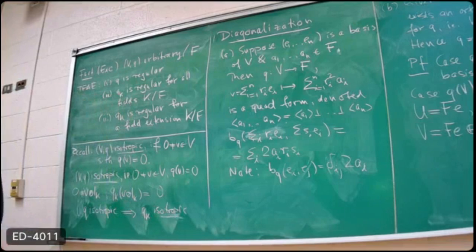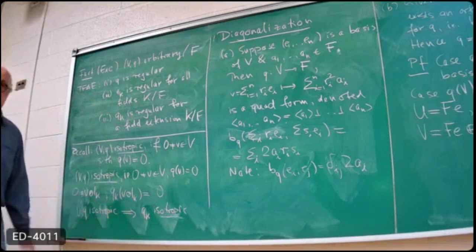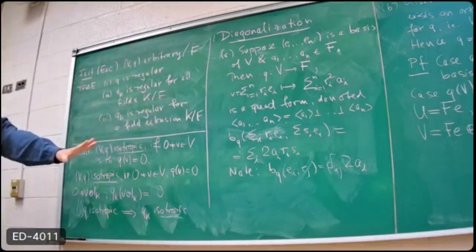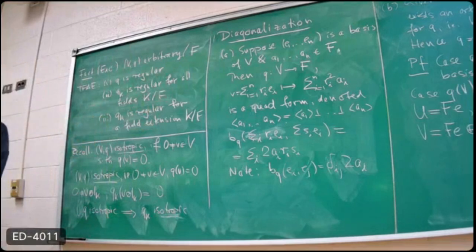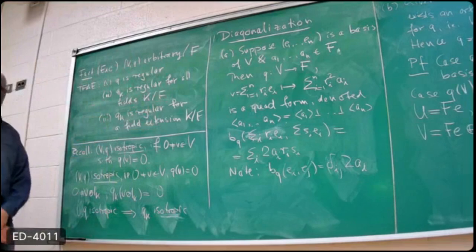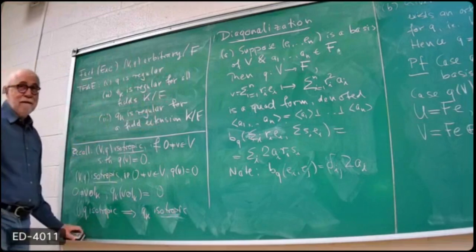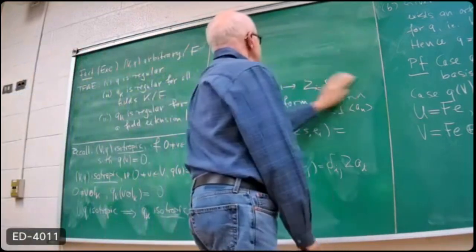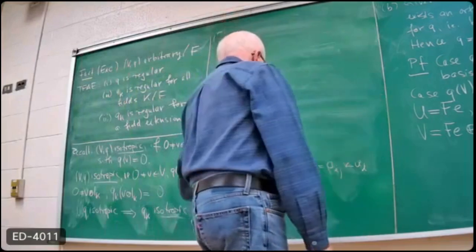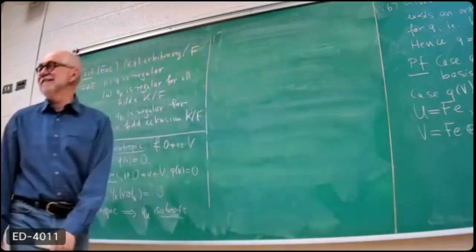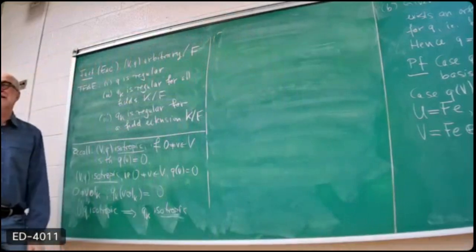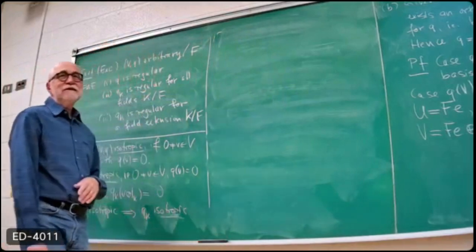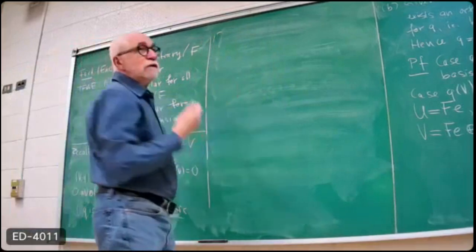So the question now becomes, well, can we go down? Say, I know that over some huge field extension, the form is isotropic. Is it already isotropic to begin with? The answer is no. But let's look at a simple basic extension.